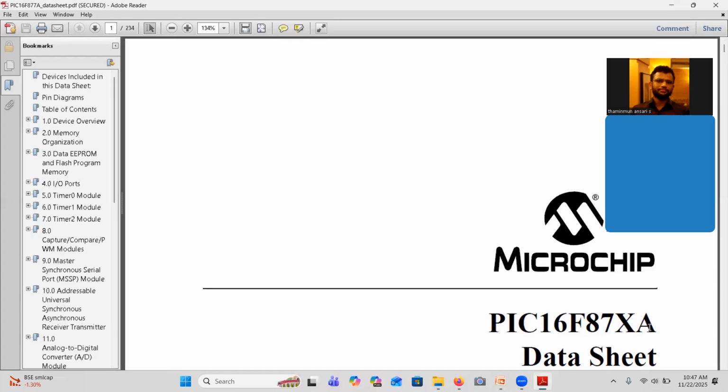groups or families of controllers. We are using the 16F877A. There may be an 8A, a 5A, something like that. That's why they put an X here. That means you can replace that X with any number supported by Microchip.